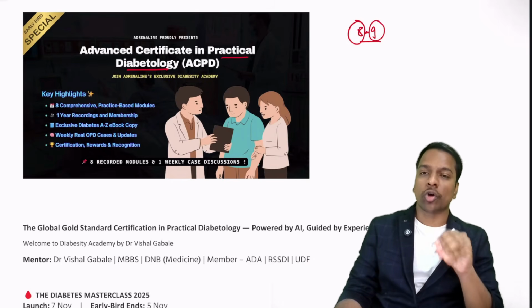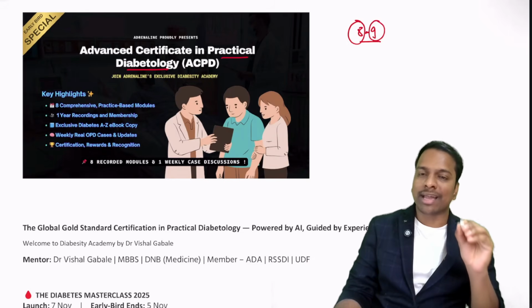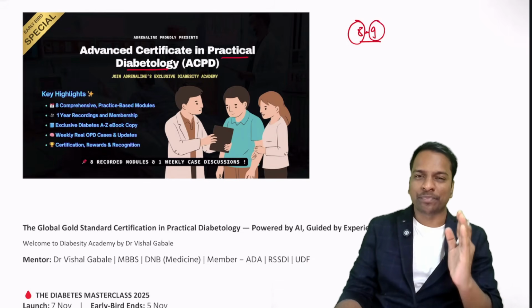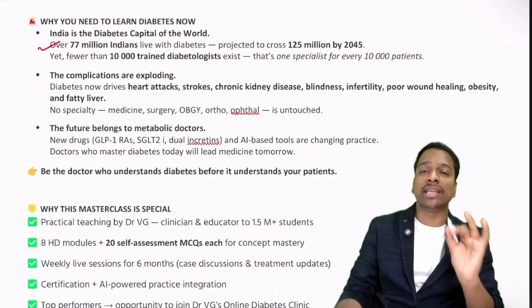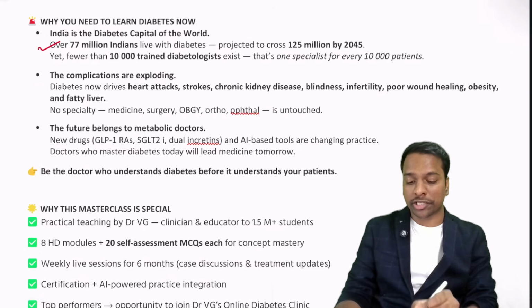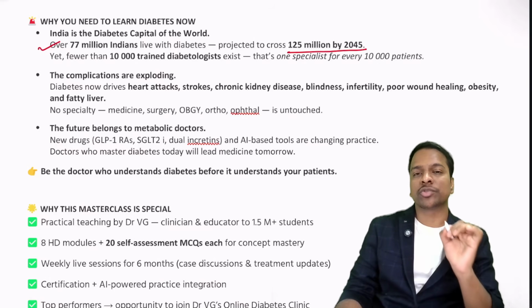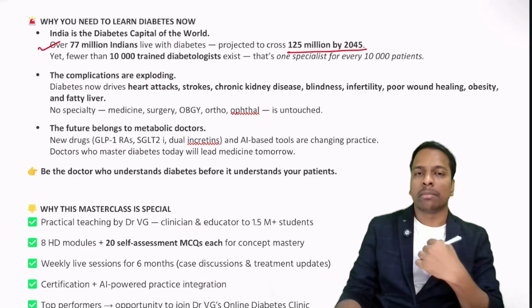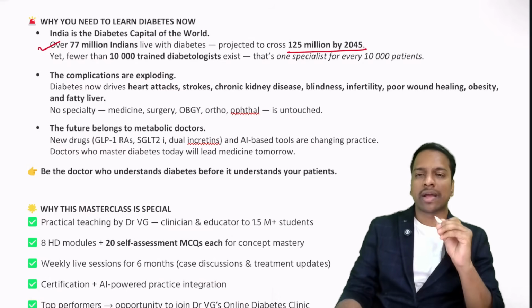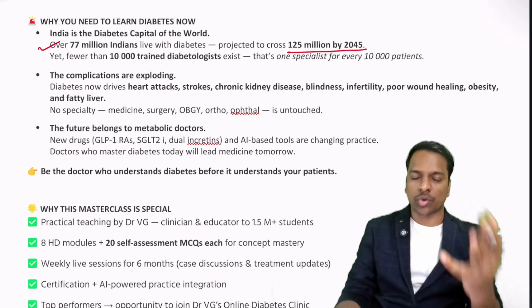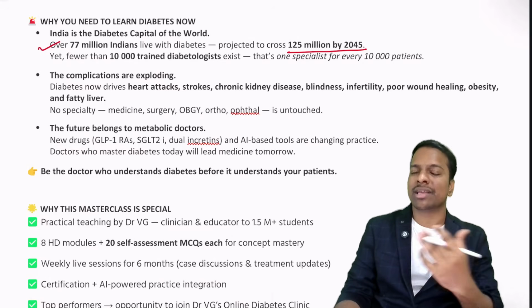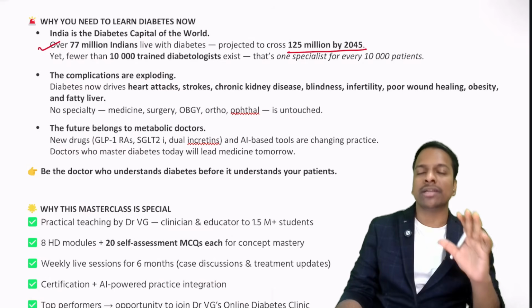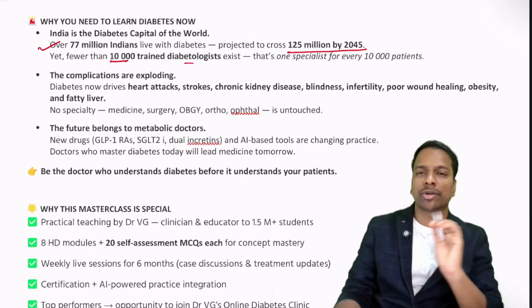But before discussing all those things, I want to tell you why diabetology learning is important in this era. Here are certain numbers. In India, over 77 million patients are now living with diabetes, and it is projected to be around 125 million in 2045. Right now China is at number one, but I'm 100% sure that within the next 5 years, considering our lifestyle and the choices people make, we will overtake. Many people have inertia about taking treatment, and there is so much misinformation on the internet about diabetes reversal. Yet only around 10,000 trained diabetologists are available.